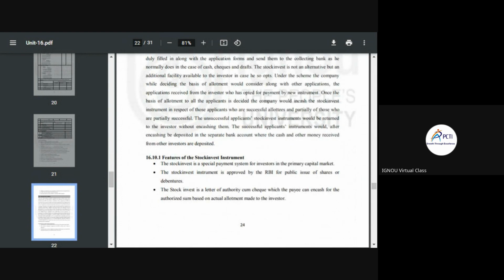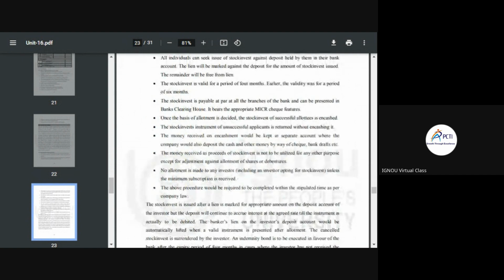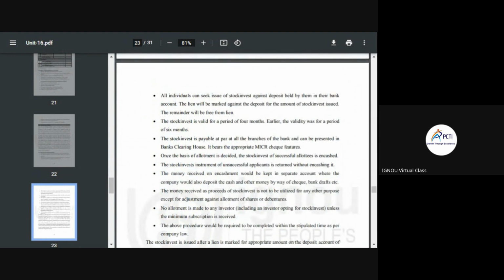Now we have the features of the stock invest instrument. Stock invest is a special payment system for investors in the primary capital market. The stock invest instrument is approved by the RBI for public issue of shares or debentures. The stock invest is a letter of authority cum cheque which the payee can encash for an authorized sum based on actual allotment made to the investor. All individuals can seek issue of stock invest against deposits held by them in their bank account. Stock invest is valid for a period of 4 months. Stock invest is payable at par at all the branches of the bank.